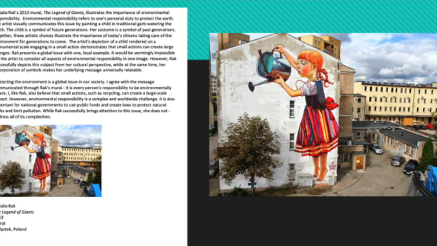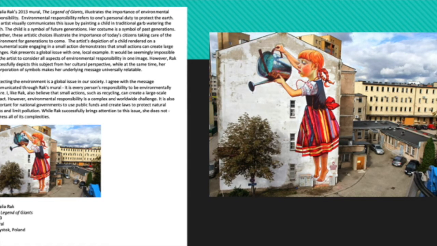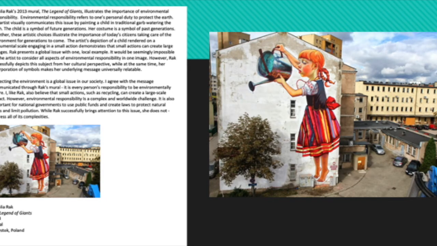However, she uses the symbol of a child, and this symbol can represent future generations, innocence. A child can only take on so much responsibility, right? They usually can only have a few minor chores, and they're still able to contribute. In this case, the child is watering a plant. However, the scale, so this child is rendered 3 stories high, shows that even these little actions can create large changes.